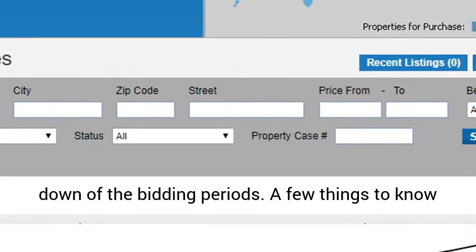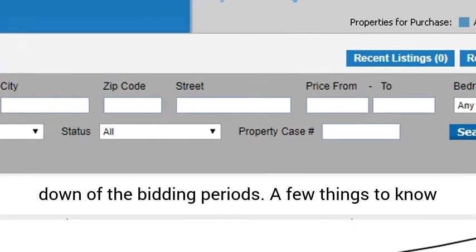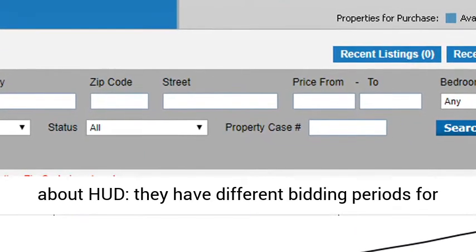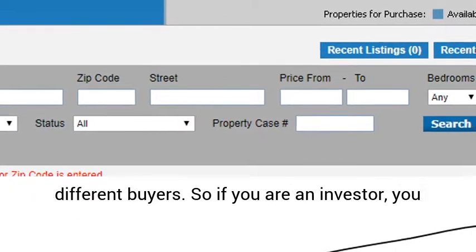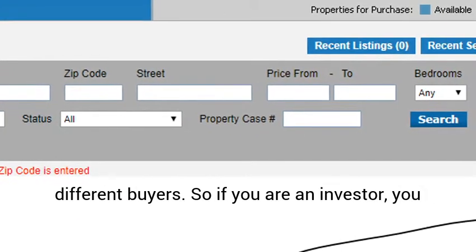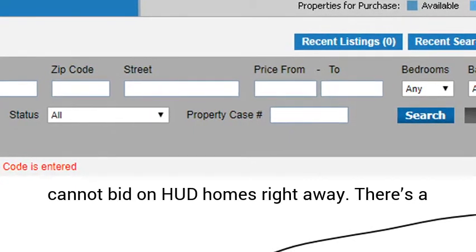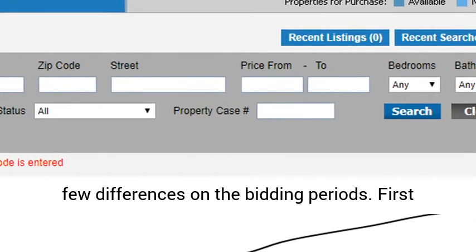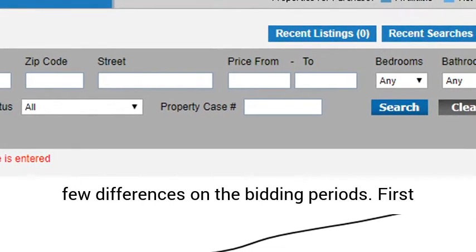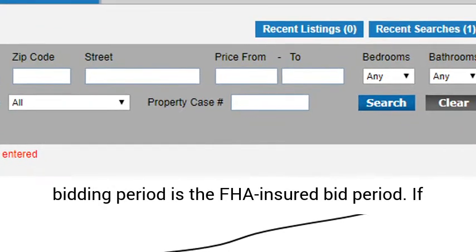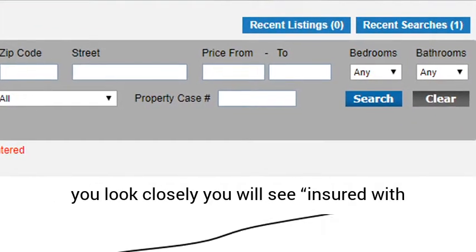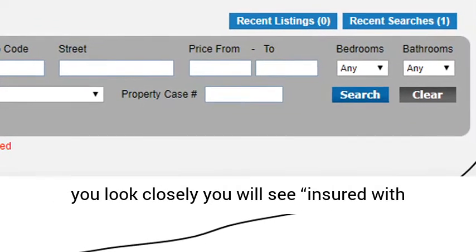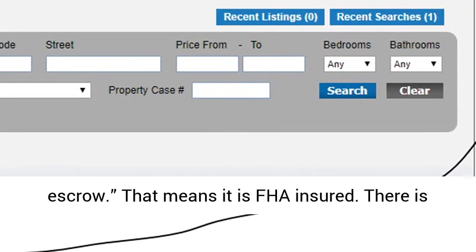Breakdown of the bidding periods. A few things to know about HUD: they have different bidding periods for different buyers. So if you are an investor, you cannot bid on HUD homes right away. There's a few differences on the bidding periods. First bidding period is the FHA insured bid period. If you look closely, you will see insured with escrow. That means it is FHA insured.